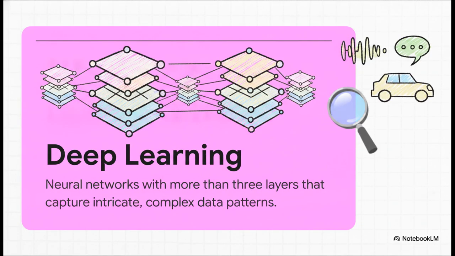And if we take those neural networks and stack them incredibly deep, we get deep learning. The definition is literally just a neural network with more than 3 layers. But that added depth is a game changer. It allows the machine to capture incredibly intricate, hierarchical representations of data, which is absolutely crucial for complex stuff like speech recognition or navigating a self-driving car.